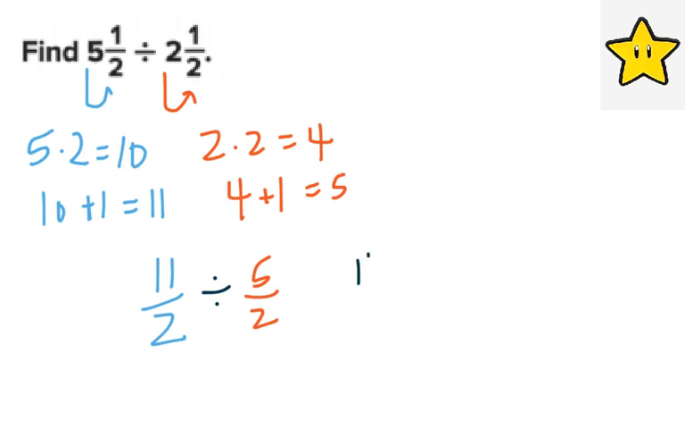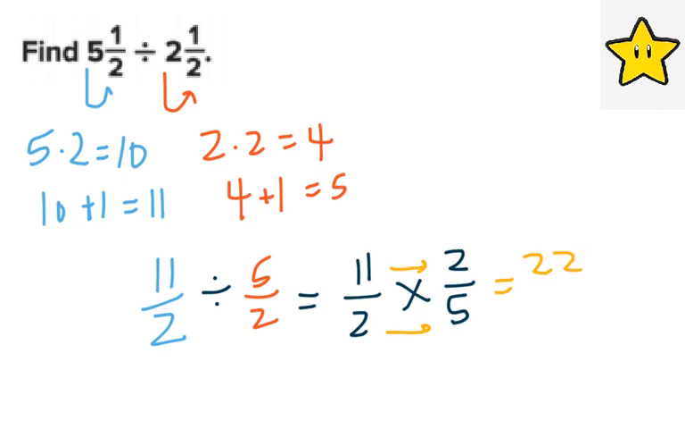So I'm going to keep the first fraction the way it is. I'm going to change the division into multiplication, and then I'm going to flip the second fraction to its reciprocal. Okay, so now we're going to multiply across the top, multiply across the bottom, and we get 22 over 10. It's an improper fraction, so we have to see how many times can 10 go into 22? Well, we know that 10 times 2 is 20, with 2 left over.